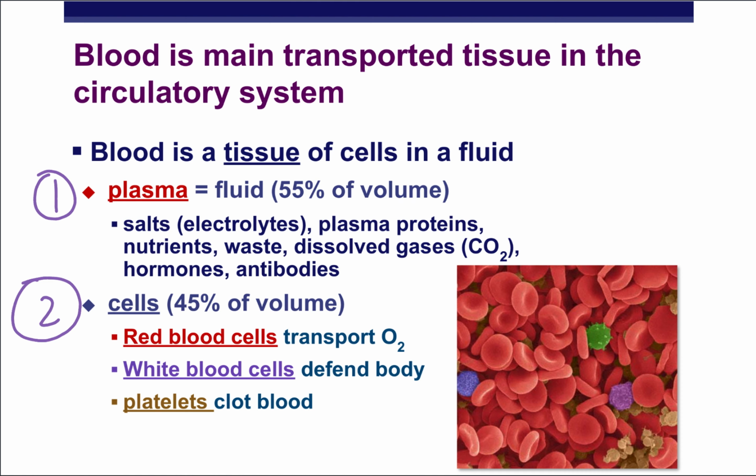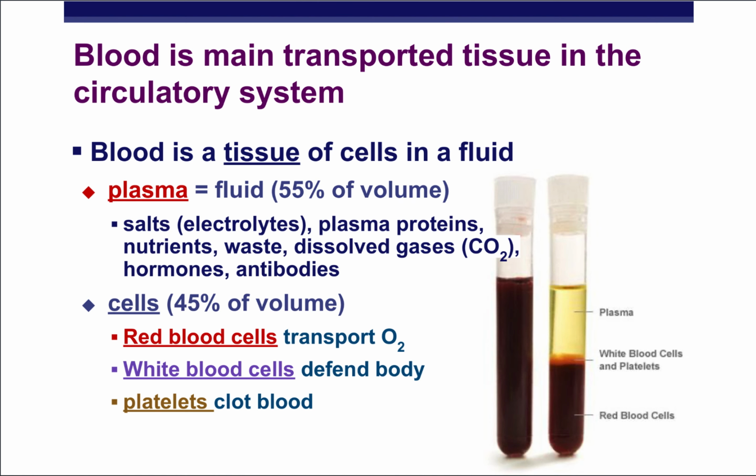The plasma itself is the liquid medium, the liquid surrounding all the cells, and that is where all the materials, besides gases in your red blood cells, all the materials that your blood is sending around, are usually dissolved in the fluid of your plasma. That includes your salts, any hormones, your antibodies, any waste. Those are all dissolved in the liquid part of your blood.